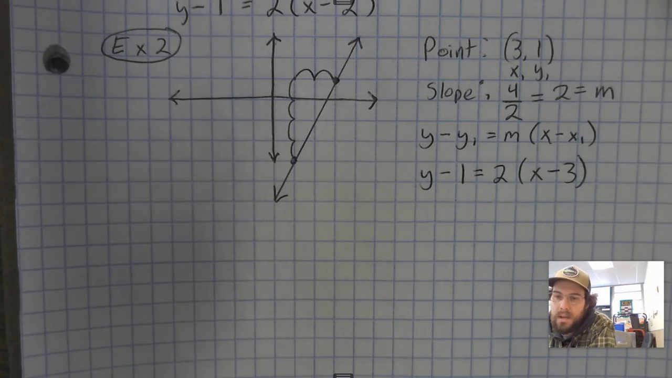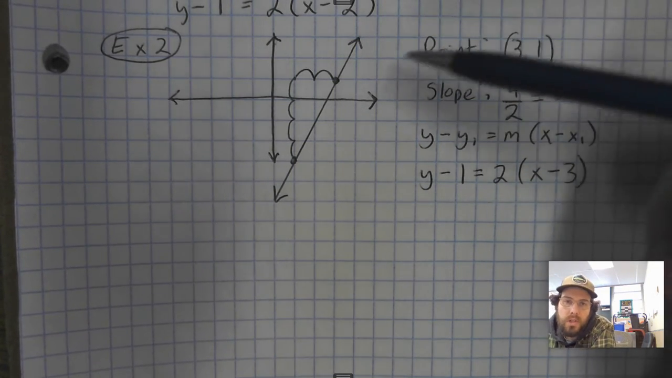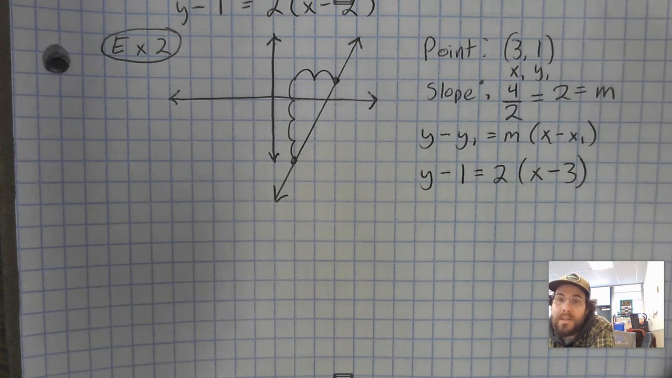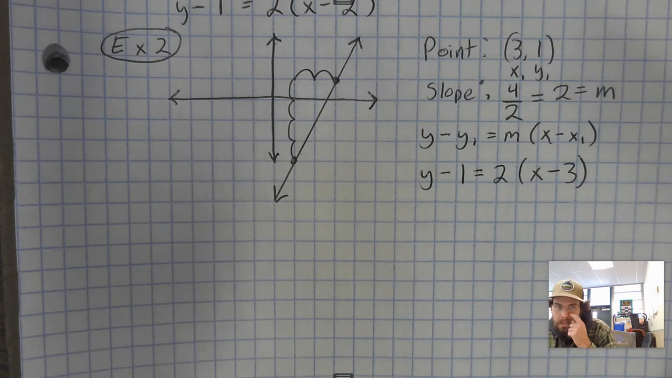So if you're given a graph of a line, what you'll do is you'll count the slope and just pick one of the points. Either point will get you to the same answer.